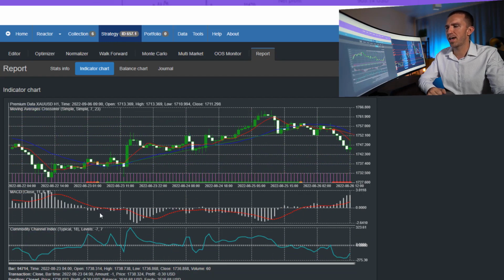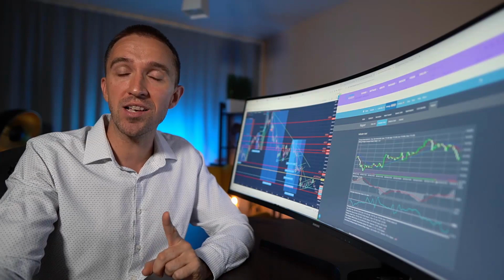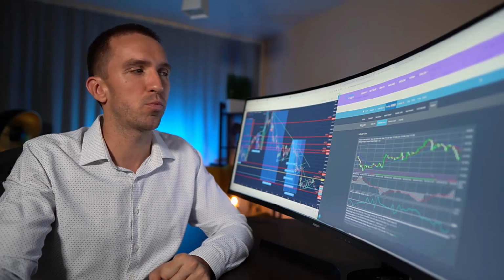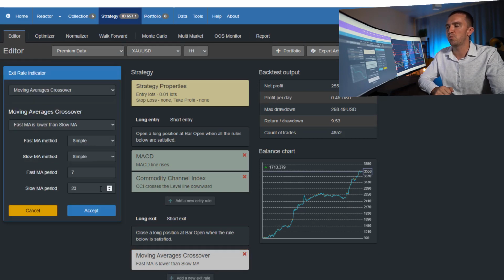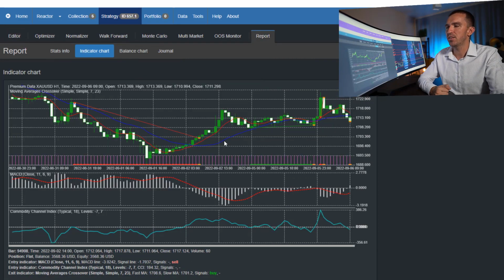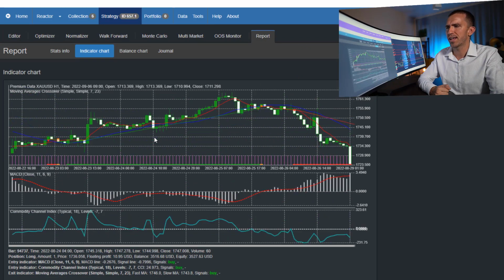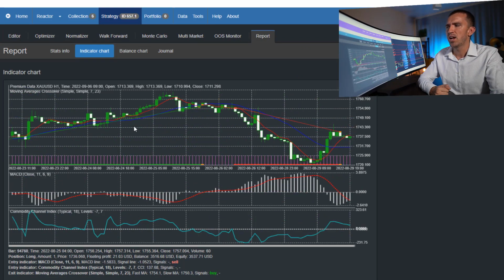Let me look for another example. Right over here, we have the CCI crossing the level line downwards, and at this moment the MACD is declining, so we had a long trade opened, and it closed right in here because of the exit condition that we have. And the exit condition says that the fast moving average is lower than the slow moving average. Now if I head down on the indicator chart, let me look for that example because it was a nice one.